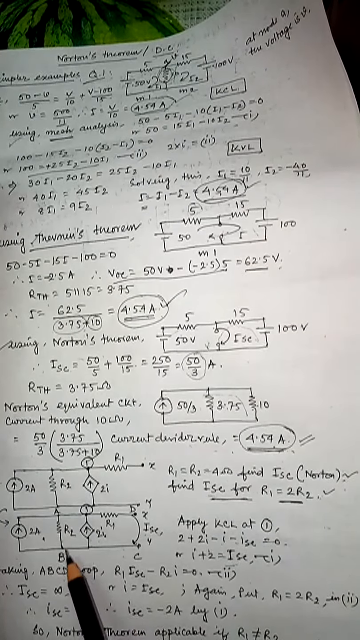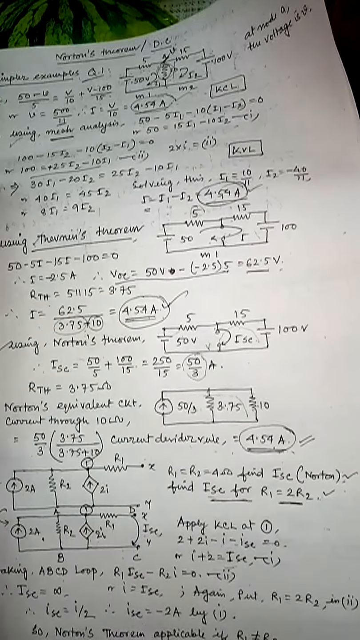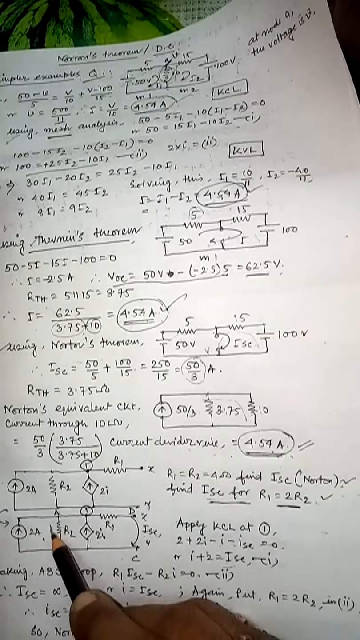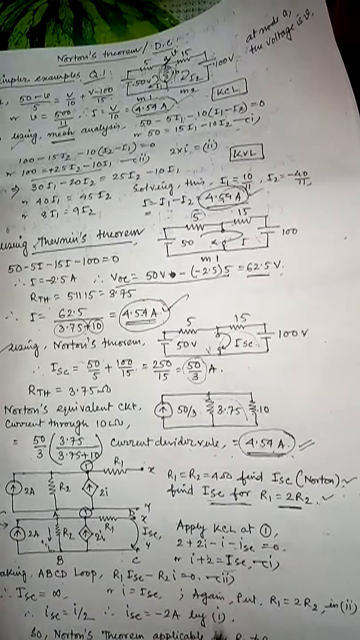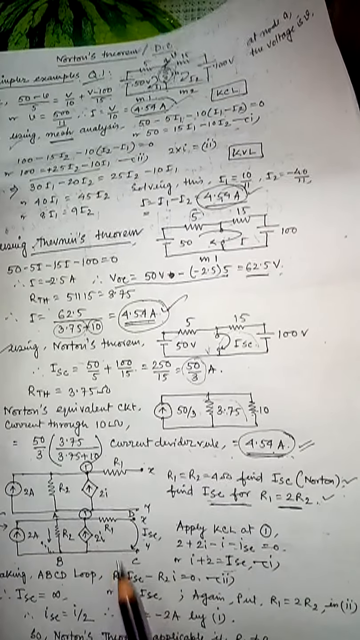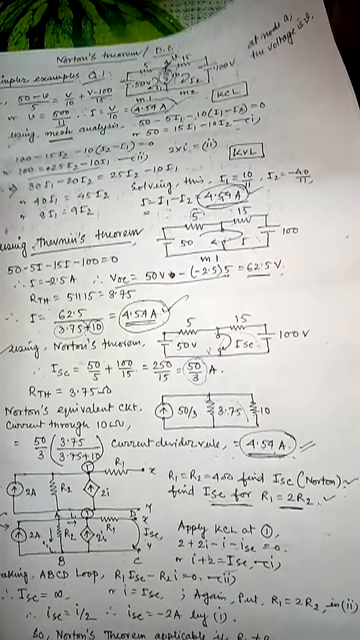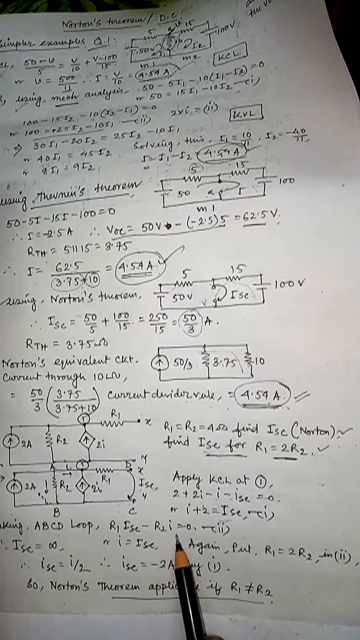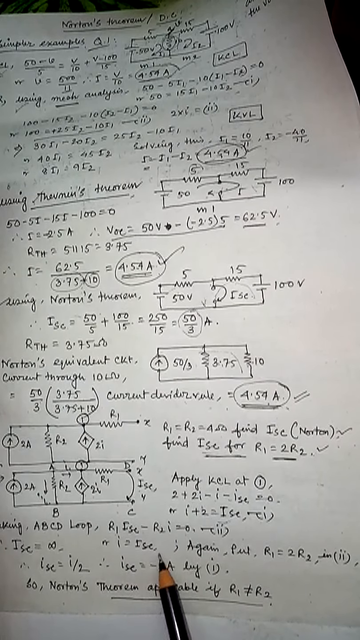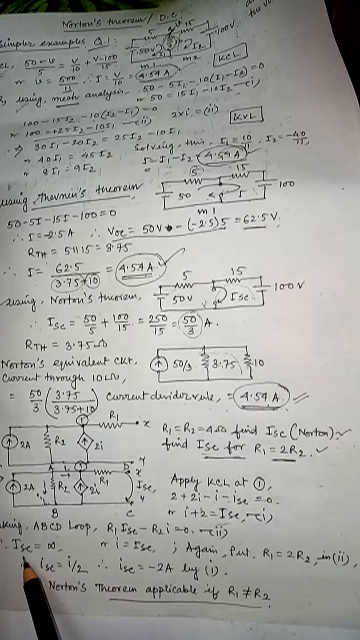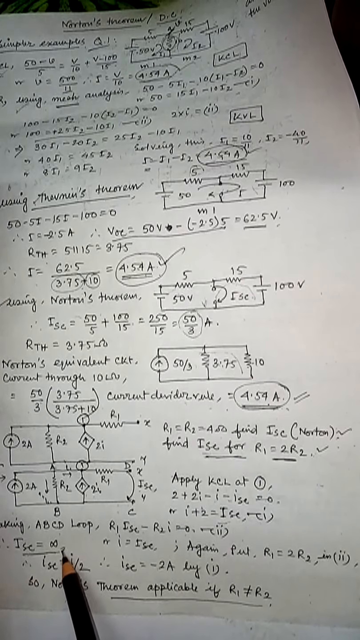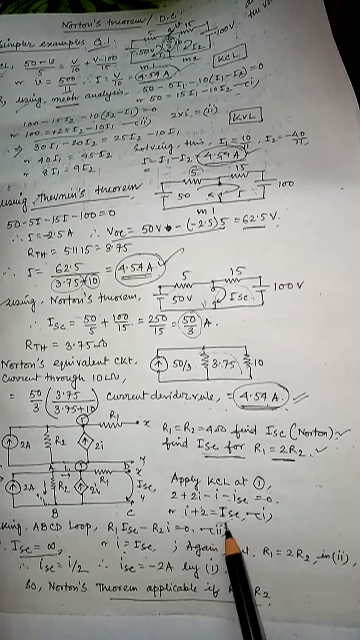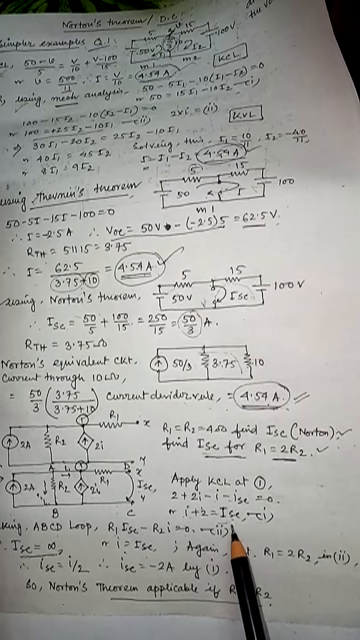Now again, if you take the ABCD loop, that is R1 into ISC minus R2 into I. This particular current is I, what I have mentioned right here. This is a short circuit current, so obviously I is flowing. So finally R1 ISC minus R2 into I equals 0. Solving this, you will get that ISC is infinite. Why? Because I equals ISC, so if we write this, ISC is infinite.